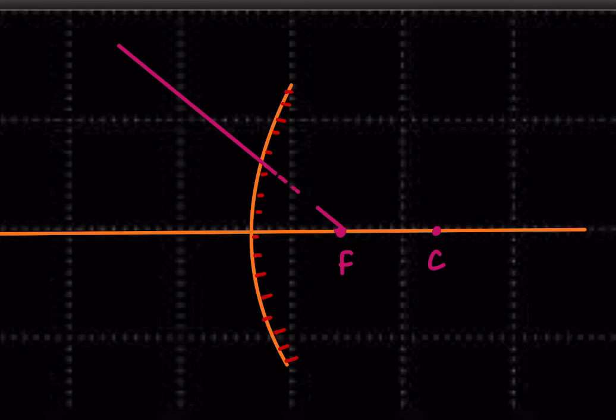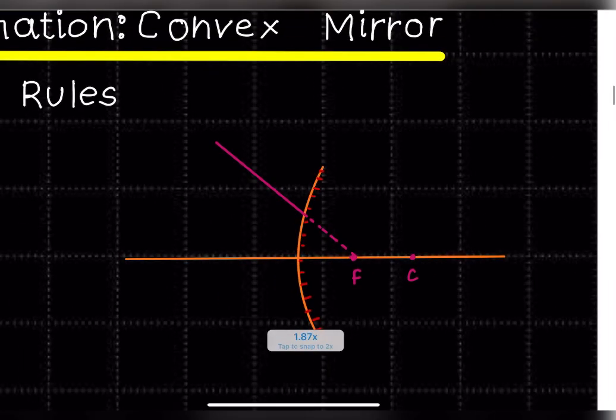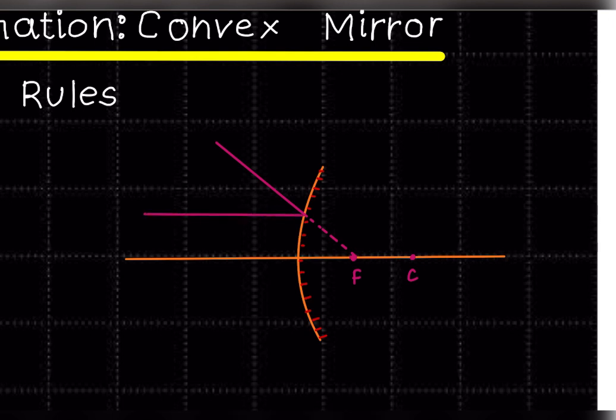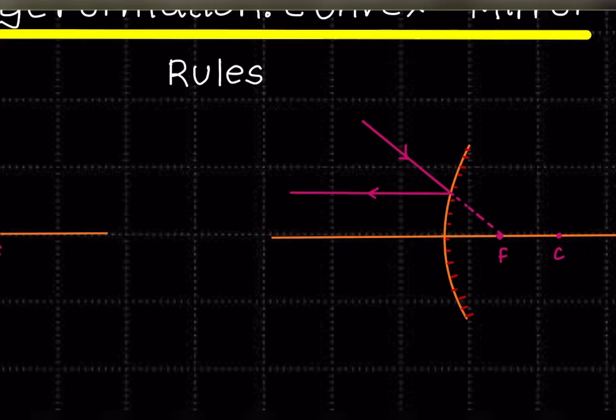Sorry, I could not make it. Let me make it smaller and try. Okay, this is the dotted one. Now if the ray of light comes like this, what will happen? It will go away parallel, like this. Got my point? If a line comes like this, it will go away like this. This is the second rule.